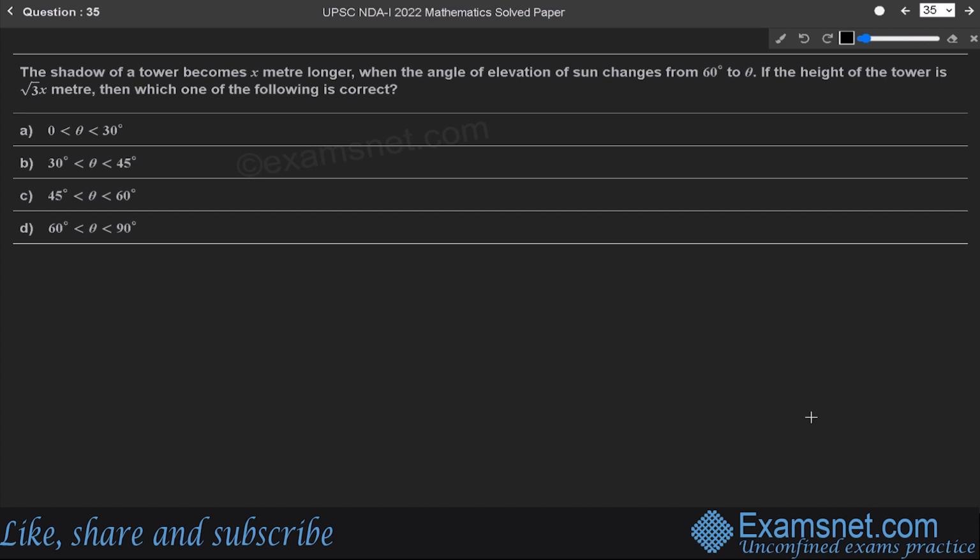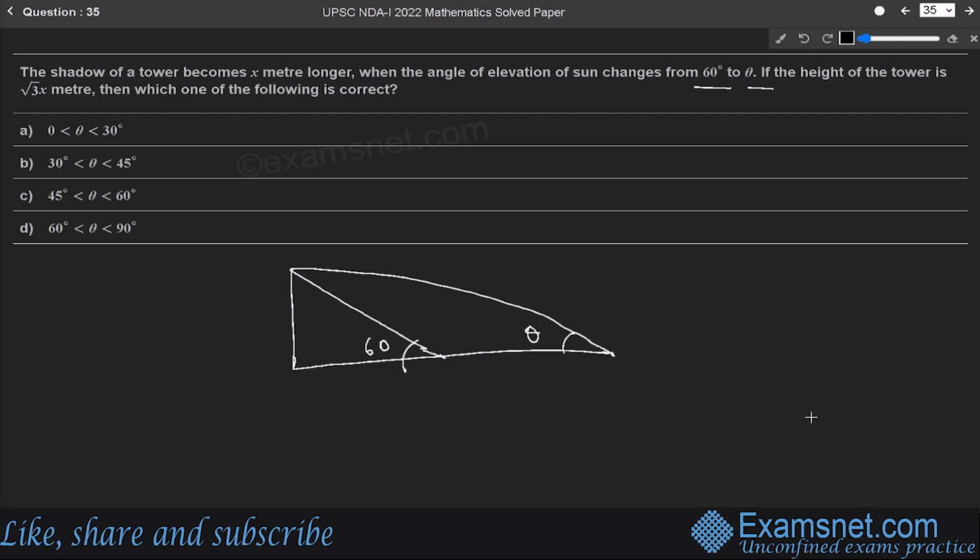So the question says the shadow of a tower. The shadow will always be downwards. So the shadow of a tower is on the horizontal plane. It changes from 60 to theta, means that first it was 60 and then secondly it was theta, and this is the shadow. AB is the tower and the shadow is this particular line which I have drawn here. So the shadow changes from 60 to theta, means first it was 60 degree and then it was theta.